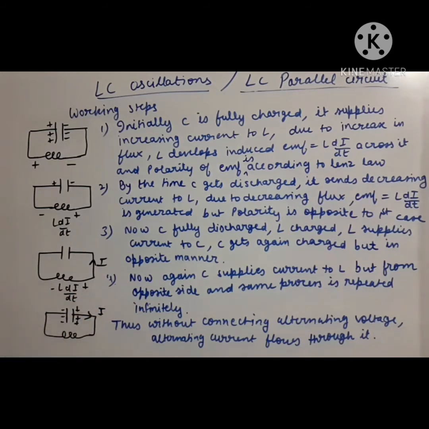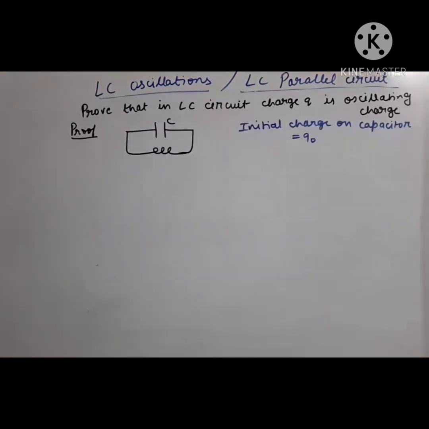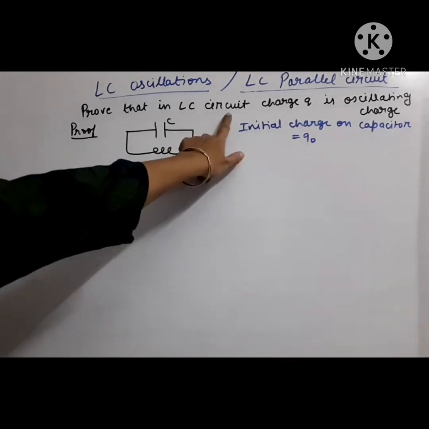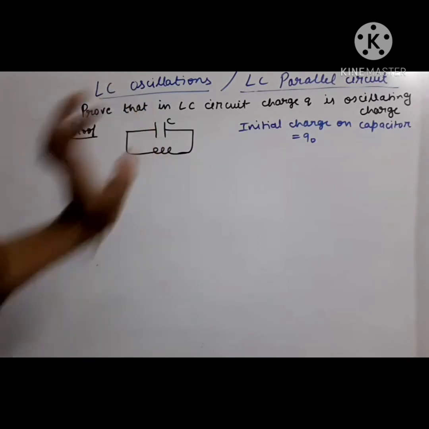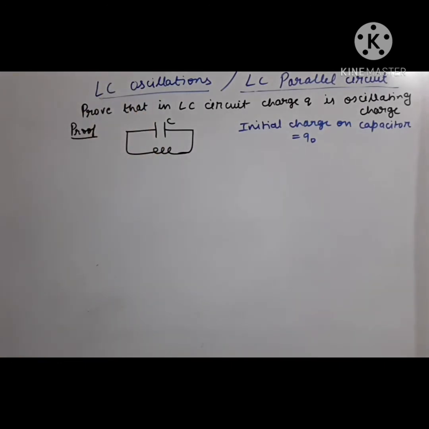Okay, so these steps you have to write down when explain LC oscillation question is asked with the diagrams. Okay, now one very important question is asked along with LC circuit. So either the explain LC oscillation question can be asked, or the second question can be prove that the charge Q is oscillating charge in LC circuit. Okay, now how we are going to prove it?